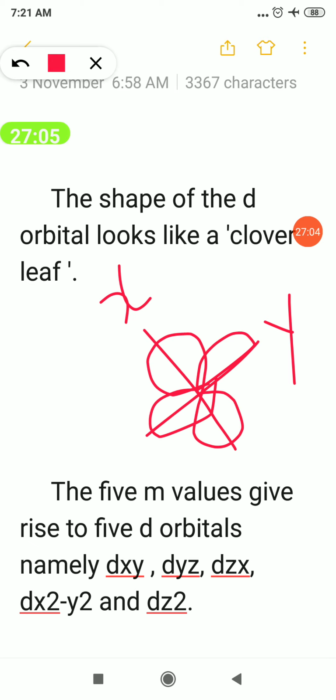dx square minus y square and dz square are axial orbitals.